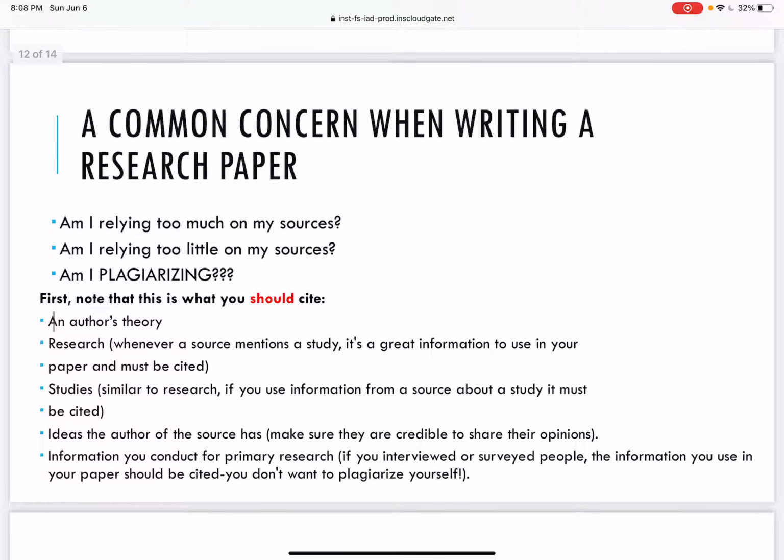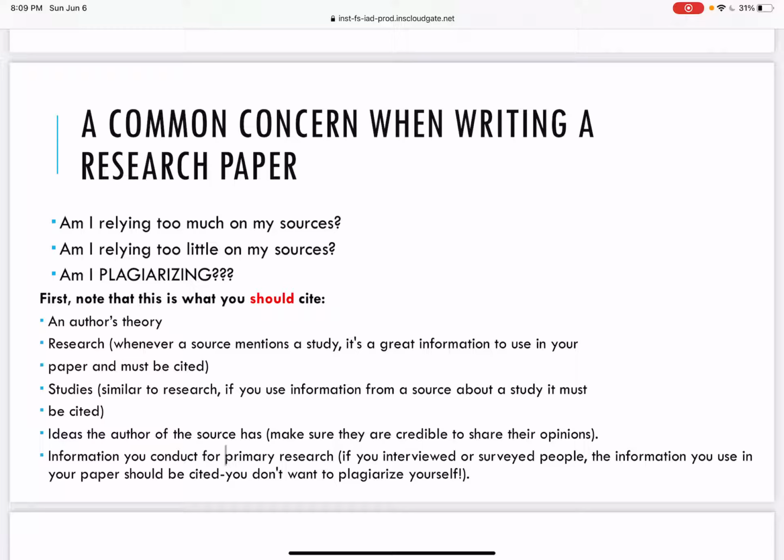What you should cite is an author's theory that they coined and created themselves. Any type of research: whenever a source mentions a study, it's great information to use in your paper and must be cited. If you use the information from a source about a study, it must be cited. Also cite the ideas the author of the source has, their own ideas that further the discussion. Of course, make sure they're credible, meaning they found research to support those ideas instead of a blog where they just share their opinion and that's it.